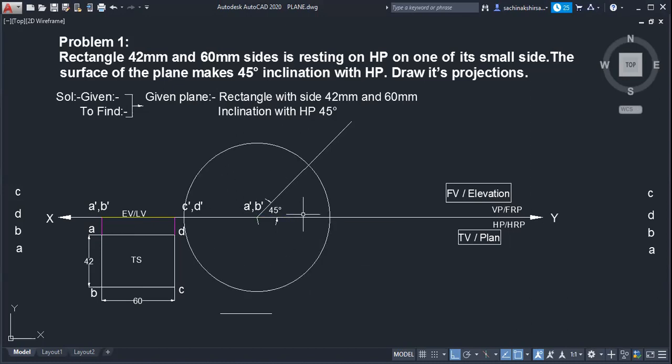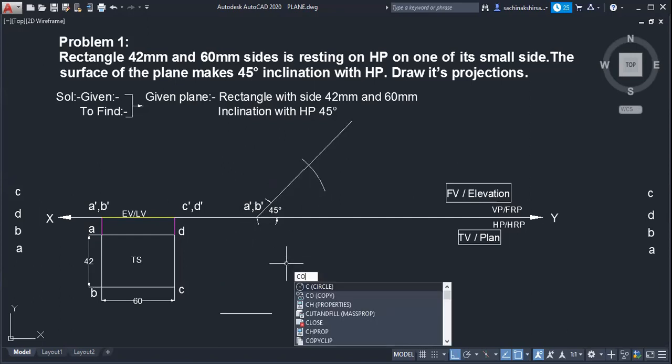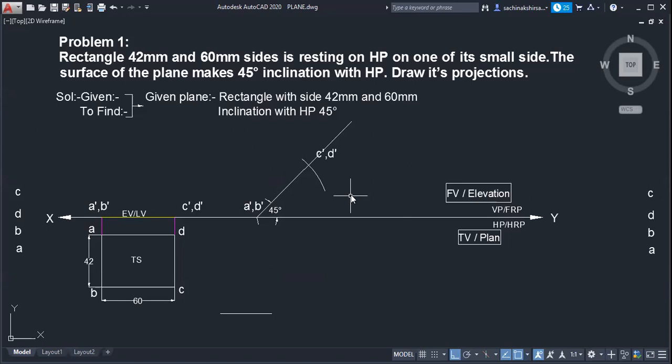So here I cannot mark that, so I will do something like this. Maybe something like this. What I have done, I have marked this. So what will be this distance? Whatever A dash B dash or C dash D dash is, equal to that. Here you have to give that name. This distance you have to mark.